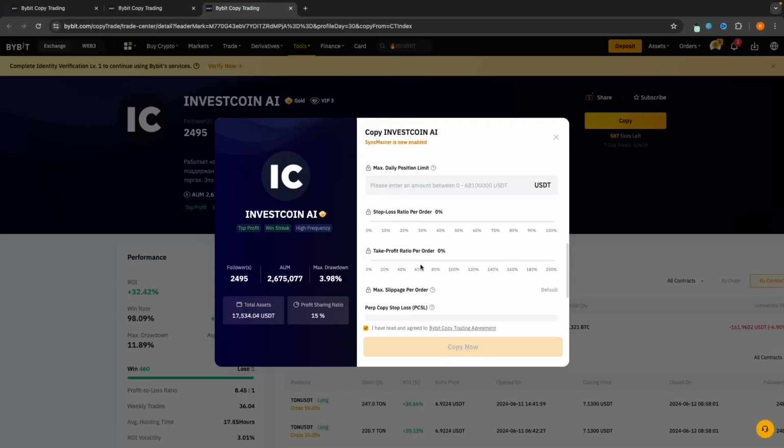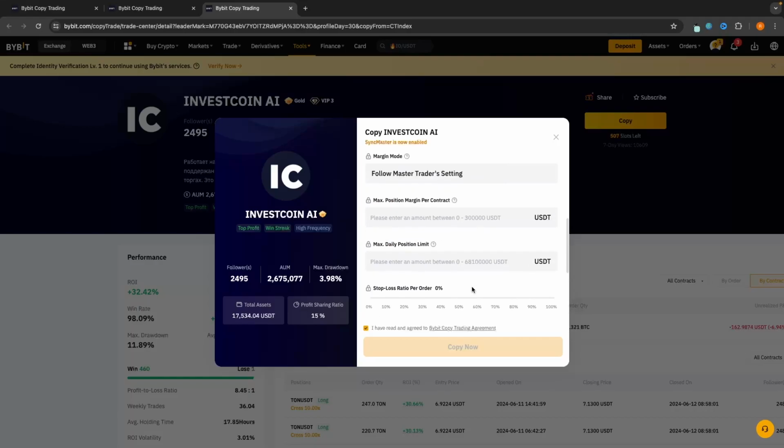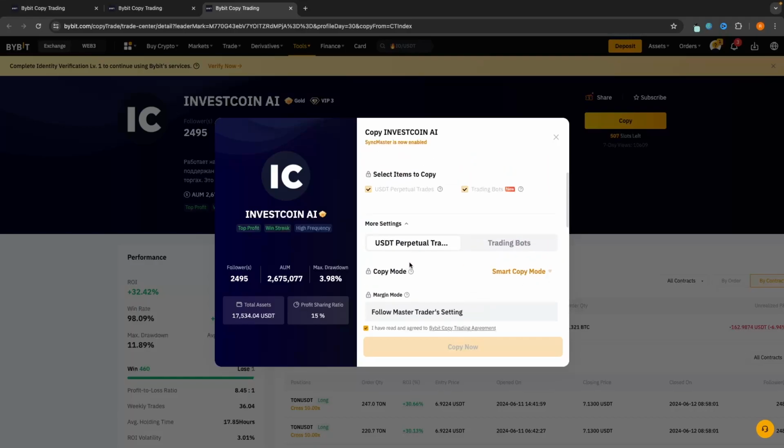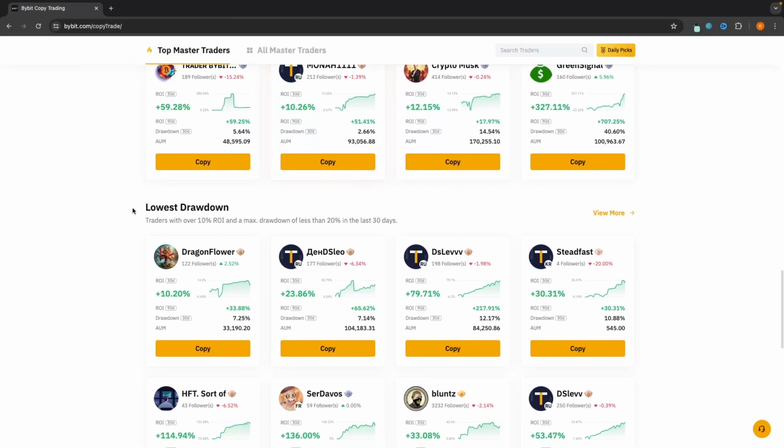I mean, if you are playing around and setting your own settings right here, well, that's not really copy trading. That's just following this guy's trades and then making your own decisions on the back end. So when I am personally copy trading, I just don't play around with these settings. I don't touch them. I just choose the person I want to copy, enter in the investment, and then click on copy now. And that's going to allow you to follow this person and copy his trades. On this menu, we also have things like lowest drawdown.